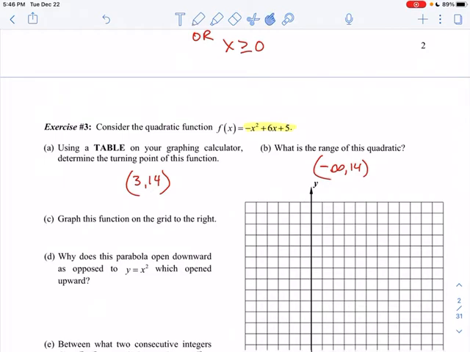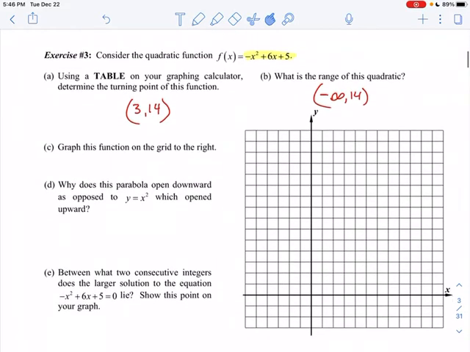So I'm going to scoot this up a little bit. I have (3, 14), that was my turning point, and that's going to be right here. And then I have (2, 13), and I have (4, 13), and then I have 1, 2, 3, 4, 5, 0, 5, 1, 2, 3, 4, 5, and I also have 6, 7, 10.